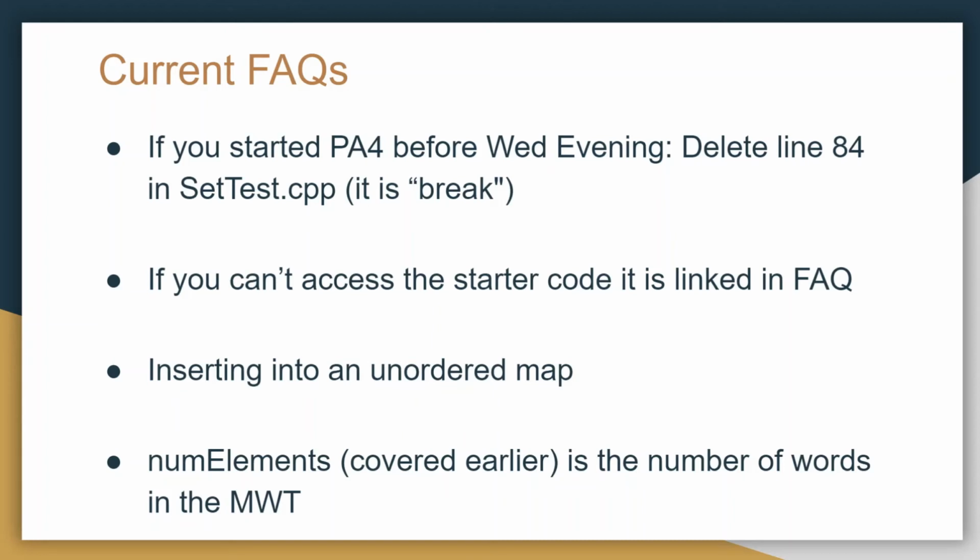Now, if you can't access the starter code, it's linked in the FAQs. Some people have been having issues due to GitHub having some problems. And then some people are also having issues inserting into an unordered map. That is answered in the FAQs as well. And finally, remember that num elements, which I covered earlier for multi-way tries, is the number of words in the multi-way trie, not nodes or edges, words.